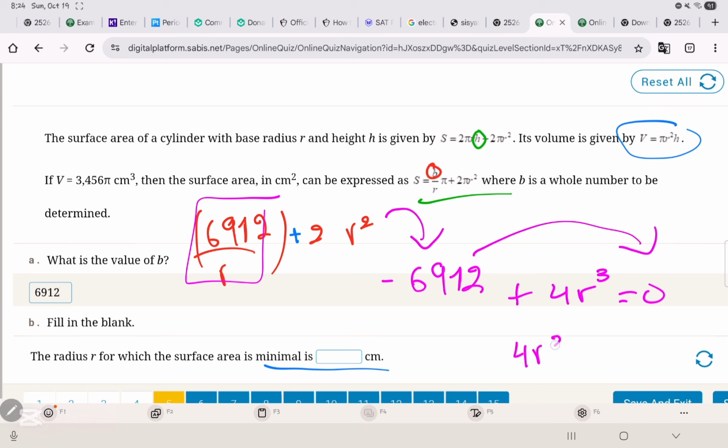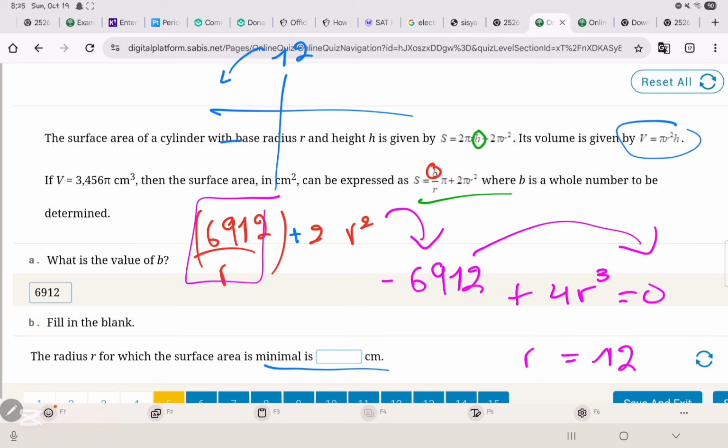4r cubed is equal to 6912. Divide both sides by 4. You're going to get r cubed is equal to 1728. So you do the cubic root of this. Remember, this is cubed, not squared. You do the cubic root of this, and you will get an answer, which is that r is equal to 12. Now, how do we check if this is the minimal surface area? Again, as we said, we're going to do the table of variation. So we'll go by 12, right? Let's choose a number smaller than 12, for example, 1. Substitute 1 in the equation, and you're going to get a negative answer.